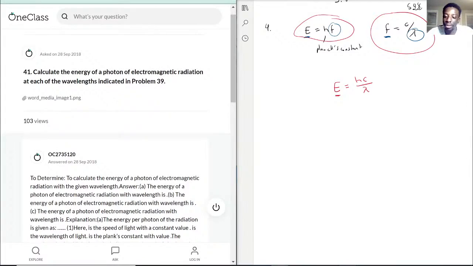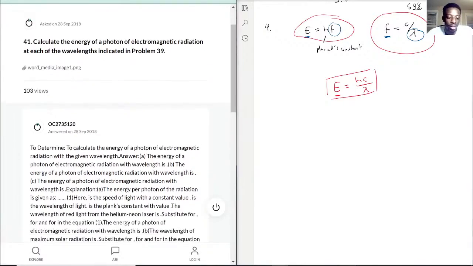I'm going to leave it here for a little bit so you can copy this down and write a note: this is how you use it to calculate the energy of photons, just like we did in the previous question.